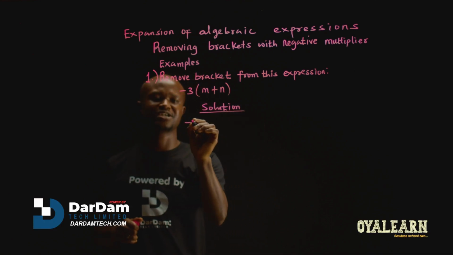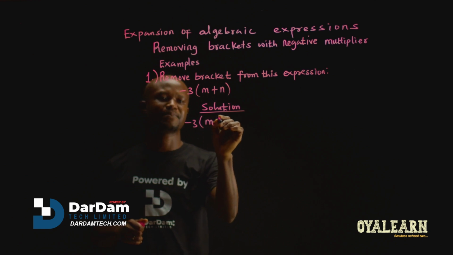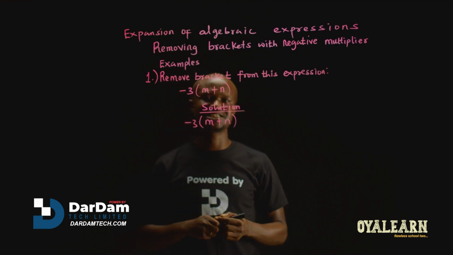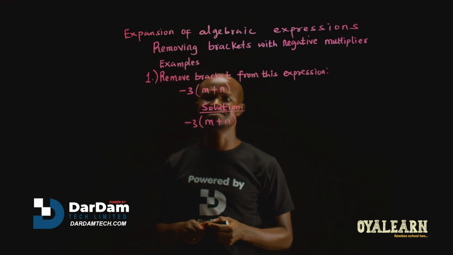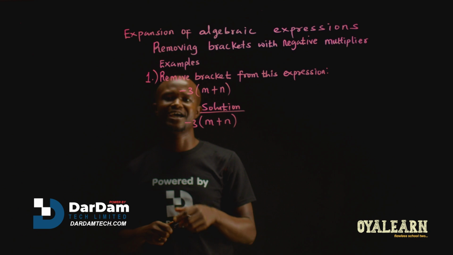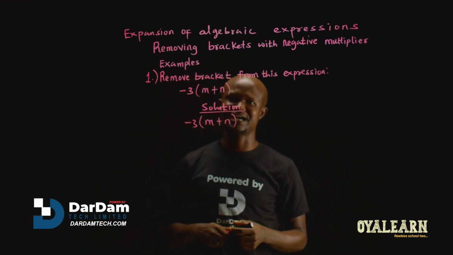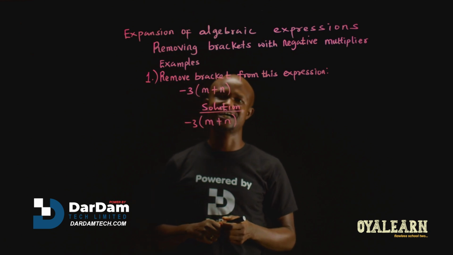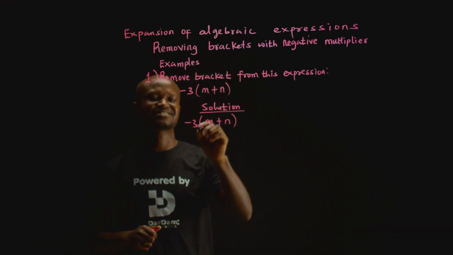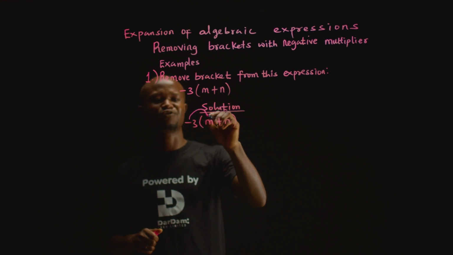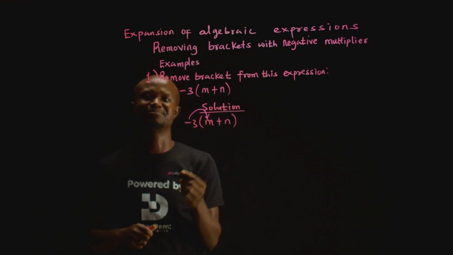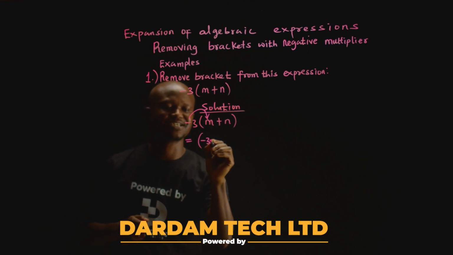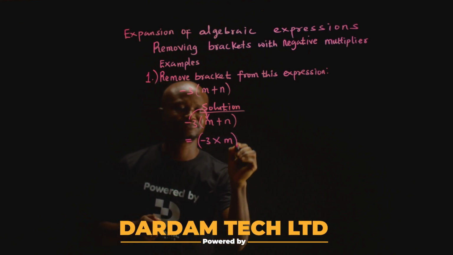We have minus 3 into bracket m plus n. Minus 3 is a negative integer. Hence, minus 3 here represents the multiplier, and the multiplier now is a negative multiplier. So in this case, we are going to use minus 3 to first multiply the first term here. So we are going to have minus 3 times m.